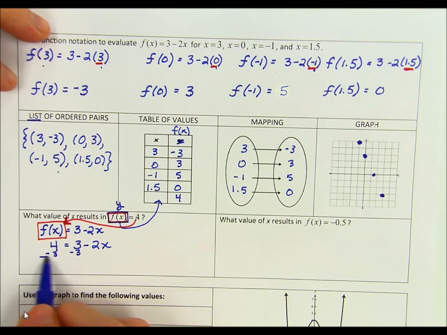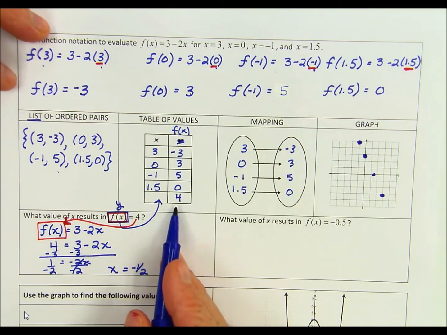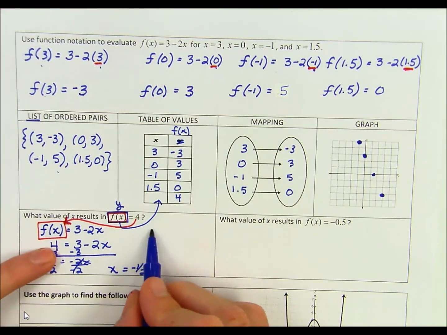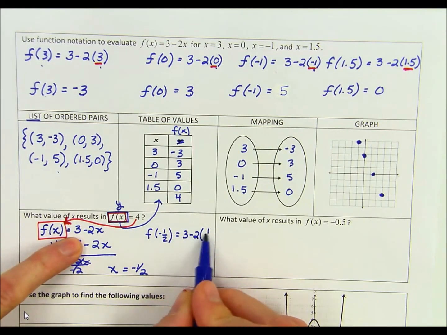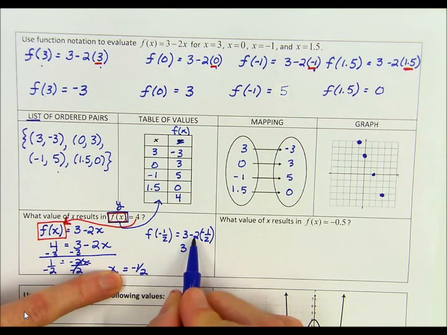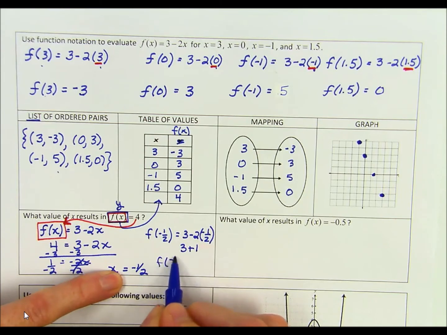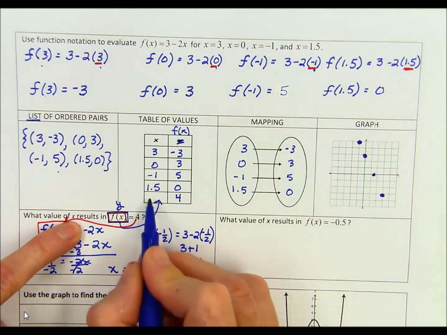So I'm going to subtract 3. I get 1 equals negative 2x. I'm going to divide by negative 2, and I'm going to get x is equal to negative 1/2. Now, if you check this, you will see that it does in fact give me 4. So let's check it by plugging it in. f of negative 1/2 would be 3 minus 2 times negative 1/2. So this would give me 3 plus 1. So f of negative 1/2 did in fact give me 4. So the input, the x value that gave me 4, would be negative 1/2.